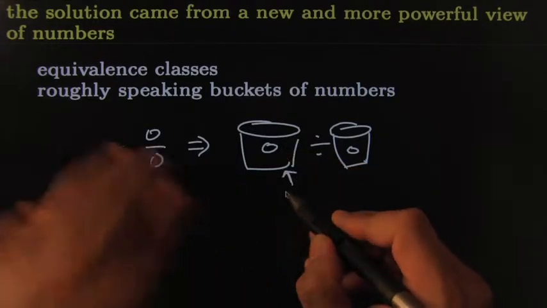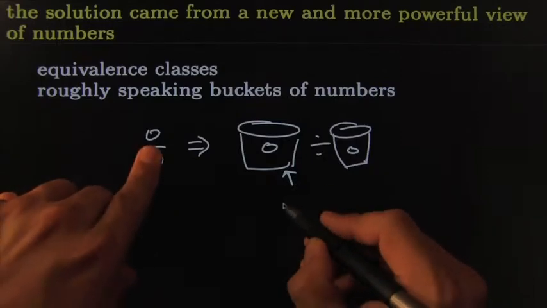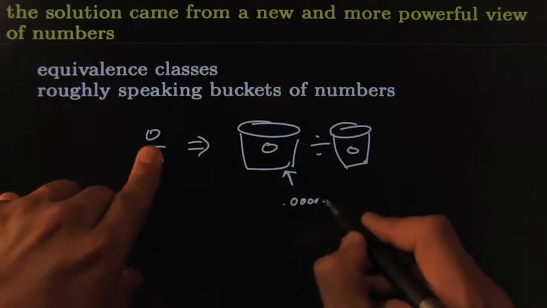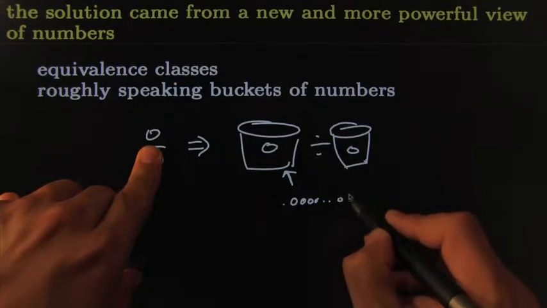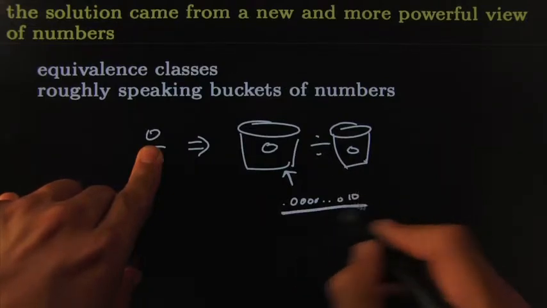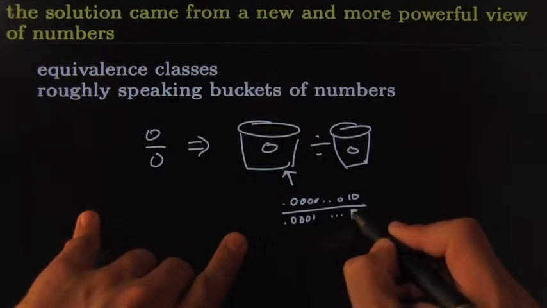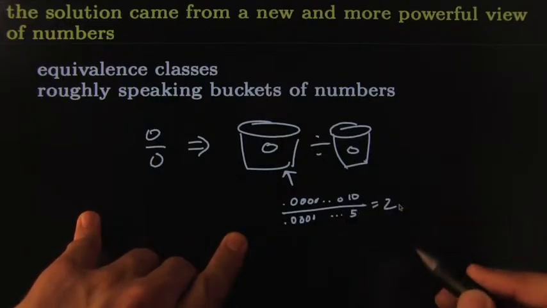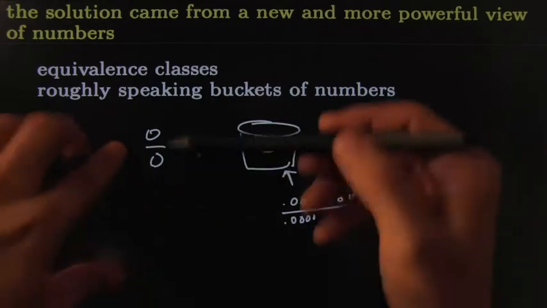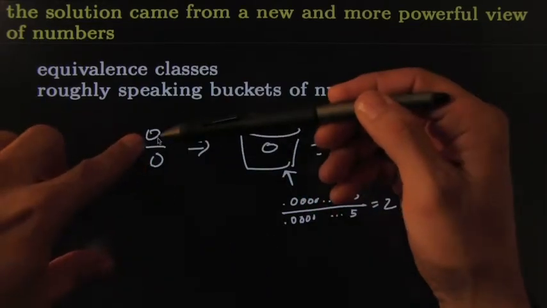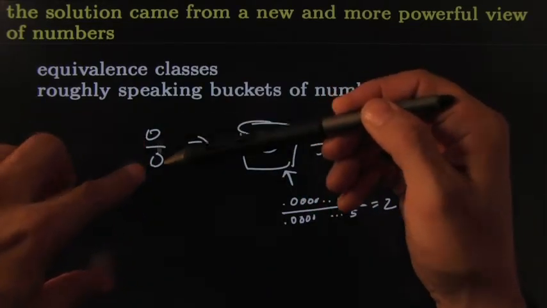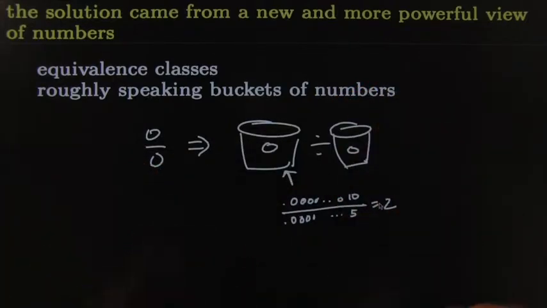What if the one thing from the top was 0.00000 with a bunch of zeros and then a 10, and the one on the bottom was 0.0000 with the same amount of zeros and then a 5. Well, you'd say, oh, that's equal to 2. Okay, sometimes a little tiny number, something really close to 0, divided by another little number, really close to 0, sometimes that's equal to 2.